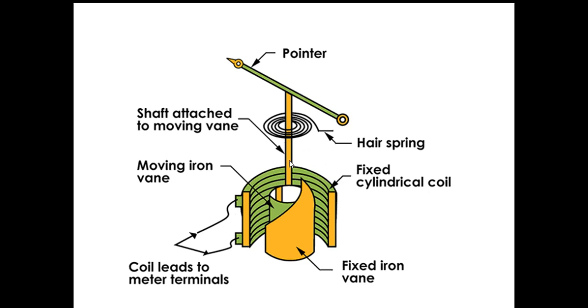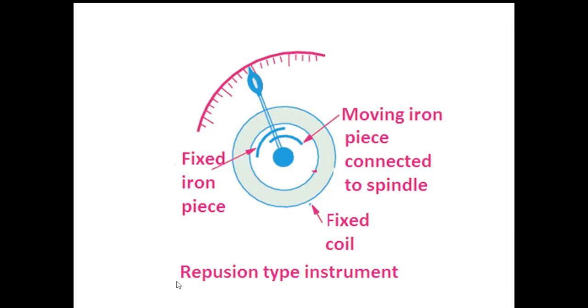Here the coil will be placed. These are the two ends of the coil. The coil will be placed on the cylindrical core, and the coil leads will be coming out like this. So this is the top view of the repulsion type instrument.